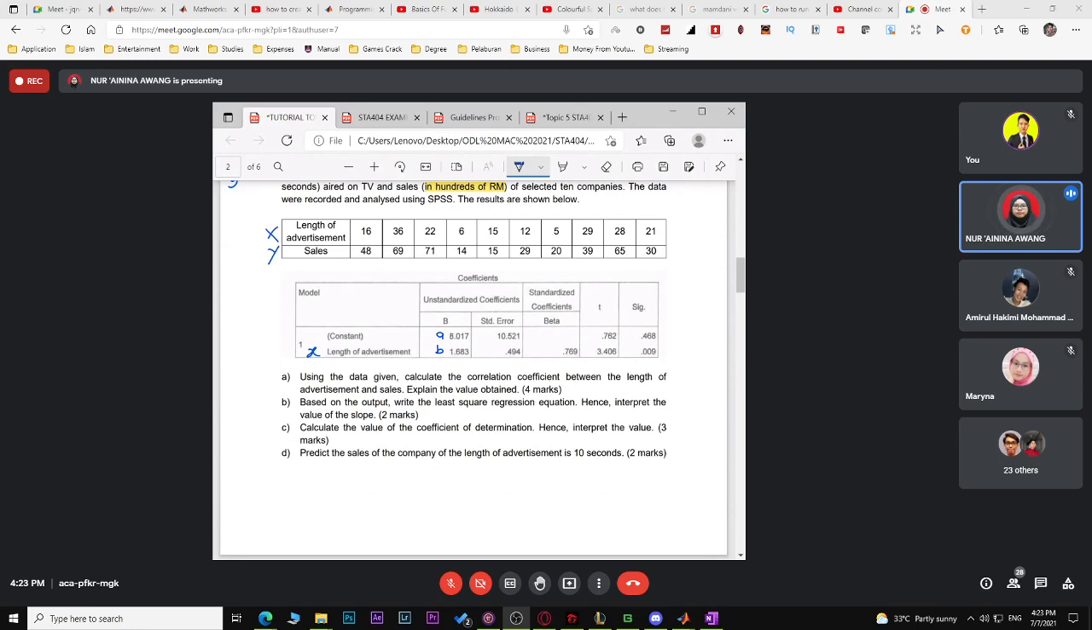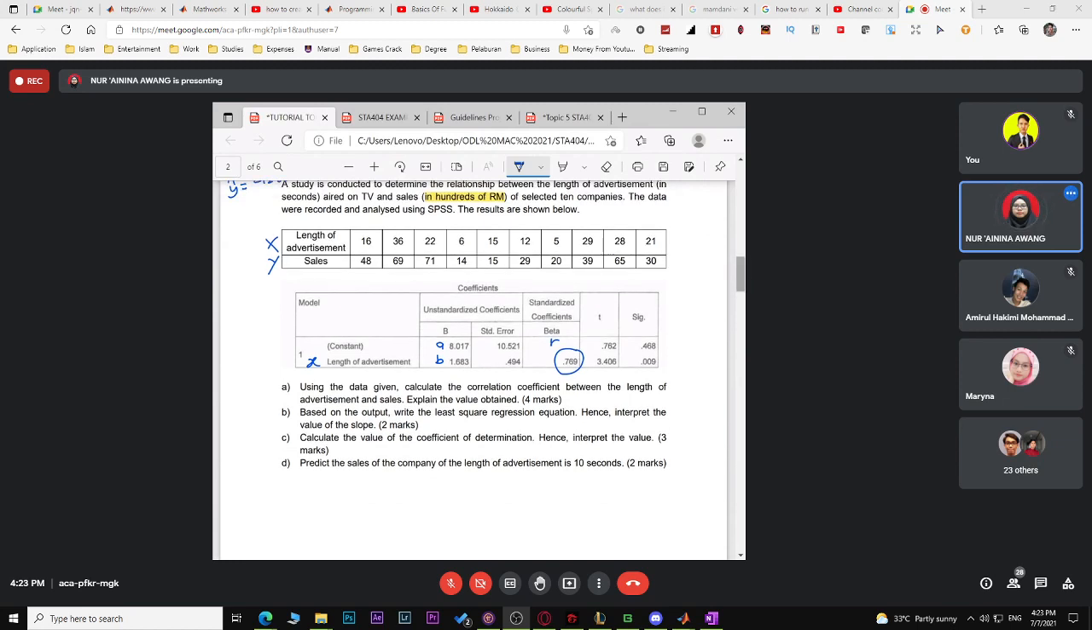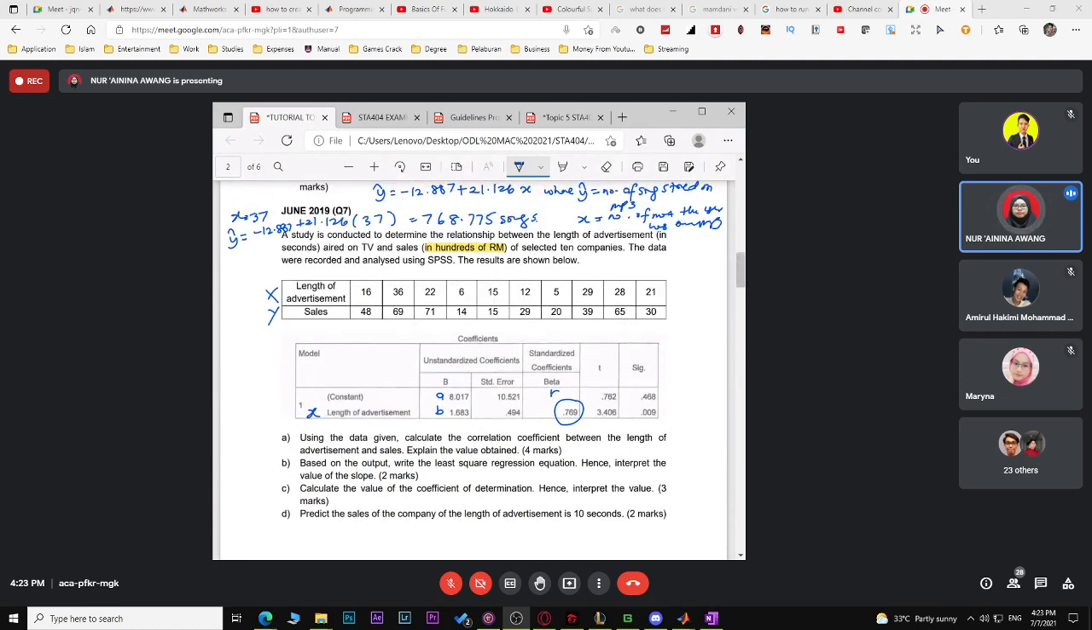Okay, and then the equation already gives you the value for your R, the correlation coefficient. So yang lain ni tak ada apa. So for the first question, using the data given, calculate the correlation coefficient between the length of advertisement and also the sales. Explain the value obtained. So the question asks you to calculate the value for correlation coefficient.